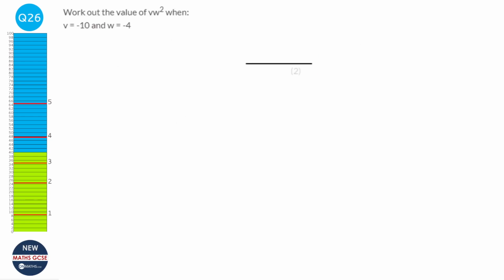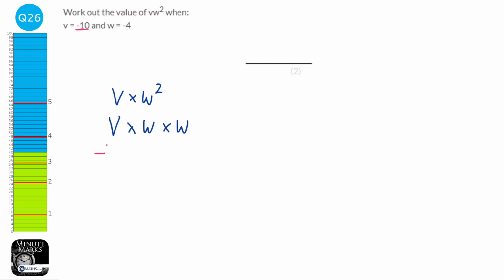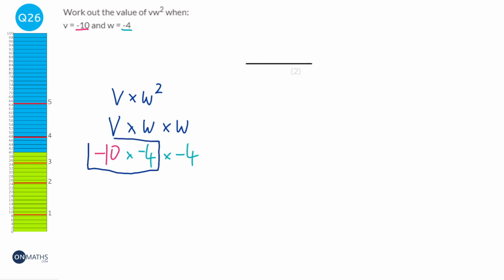Let's rewrite this expression but with a times sign in, so v times w squared. Now w squared just means w times by itself, so we can rewrite that as v times w times w. Okay, so we know v is minus 10, so minus 10. And we know w is minus 4, so it's times minus 4 times minus 4. Okay, so when you multiply, it doesn't matter which order we do it. So what I'm going to do is I'm just going to do these ones first, and I'm going to ignore that times minus 4 at the end.